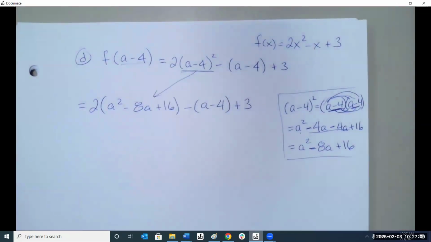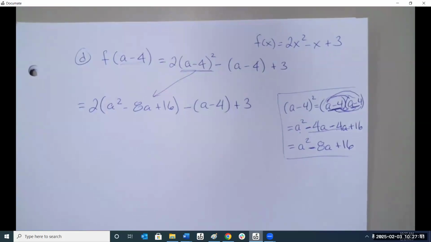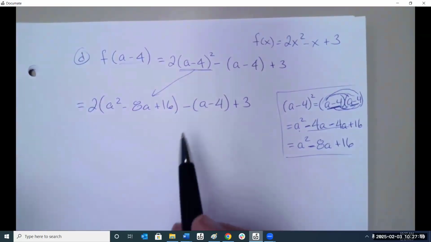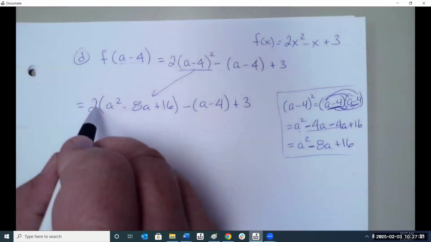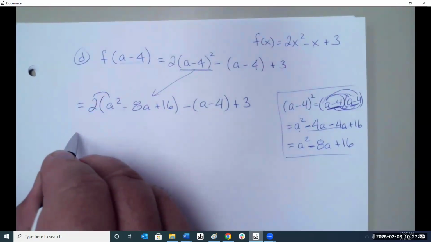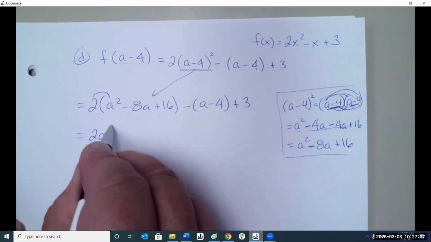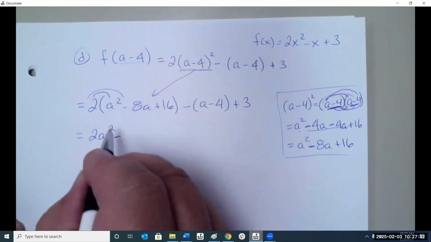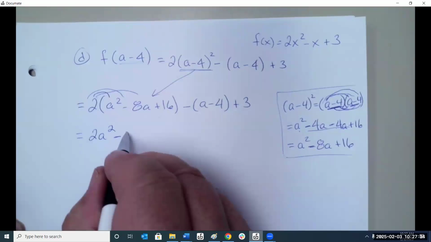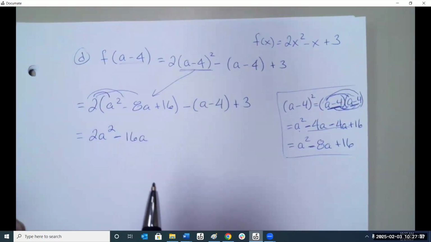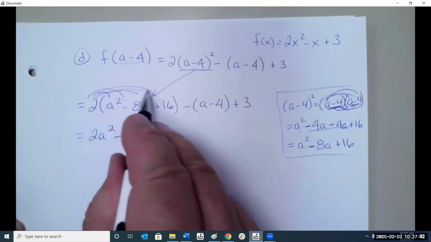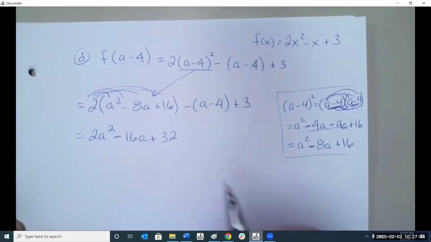All I did with this so far. Now what do I do? Well, since we can't do anything inside the parentheses, we get rid of the parentheses. So you distribute the 2. 2 times a squared is 2a squared. Positive times negative is negative. 2 times 8 is 16a. Positive times positive is positive. 2 times 16 is 32.